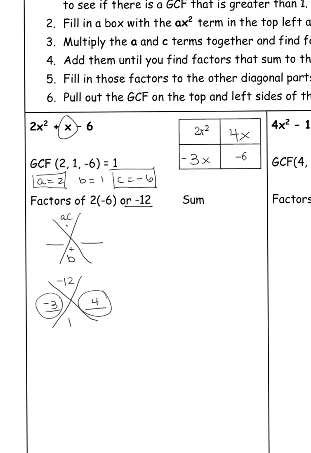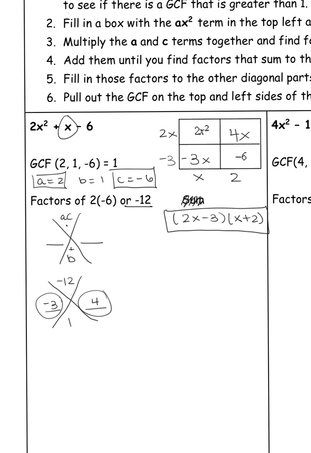My GCF there is going to be 2x. My second row, I'm going to have negative 3x and a negative 6. My GCF is going to be negative 3. My first column, I have 2x squared and negative 3x. My only GCF there is x. And then for 4x and negative 6, my only GCF is 2. All right. So my factors here are going to be 2x minus 3 and x plus 2.